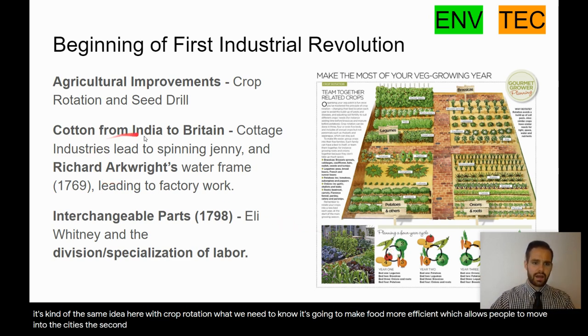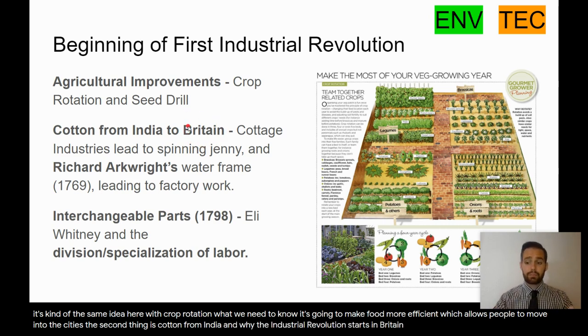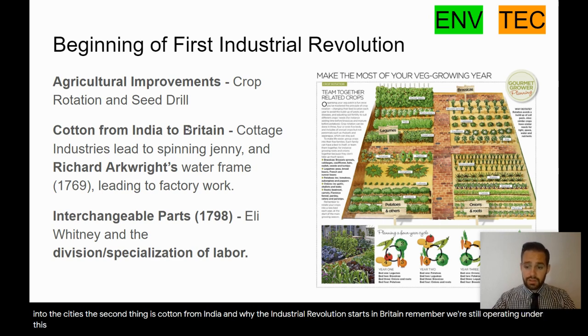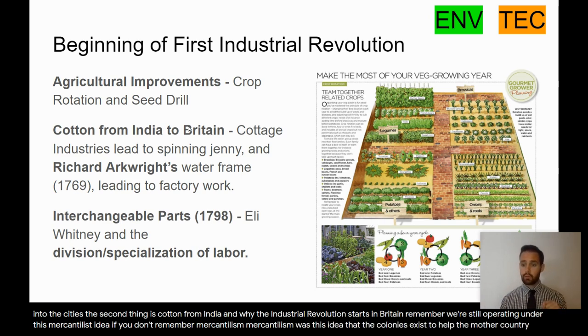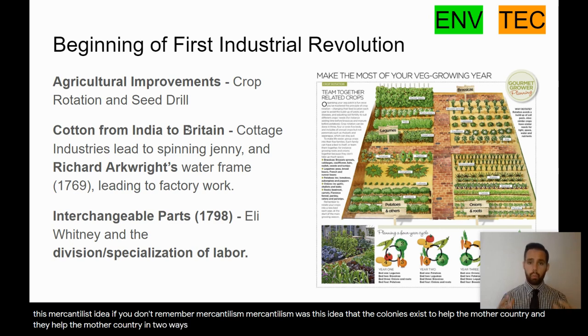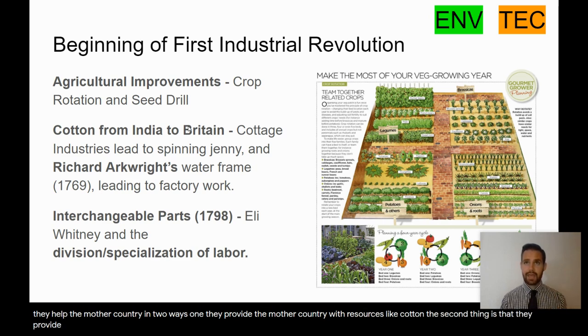The second thing is cotton from India to Britain. This is going to be a major reason why the Industrial Revolution starts in Britain. Remember, we're still operating under this mercantilist idea. If you don't remember, mercantilism was the idea that the colonies exist to help the mother country, and they help the mother country in two ways. One, they provide the mother country with resources like cotton. The second thing is that they provide a place for the mother country to sell those goods.